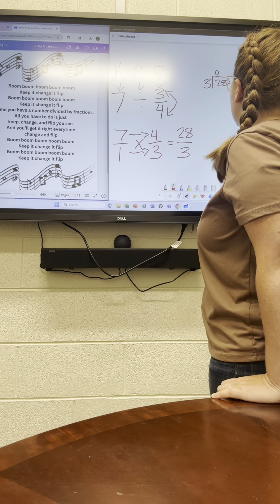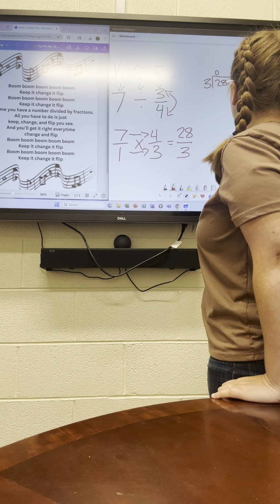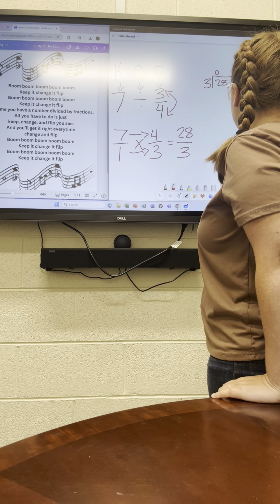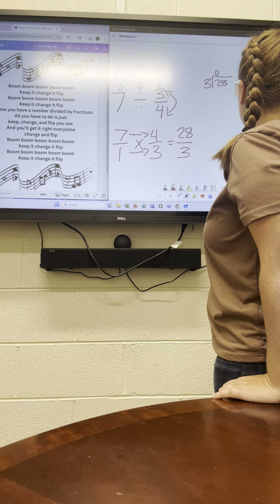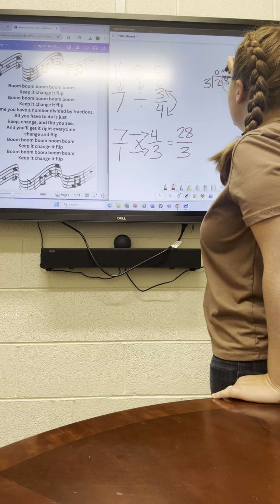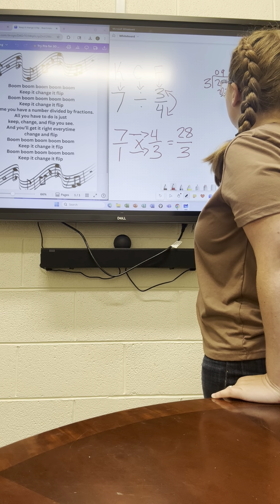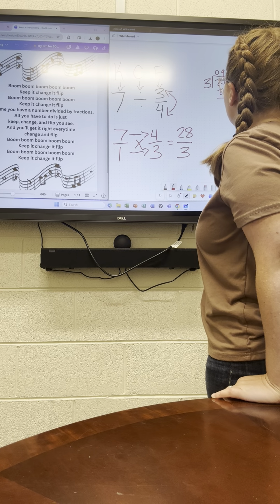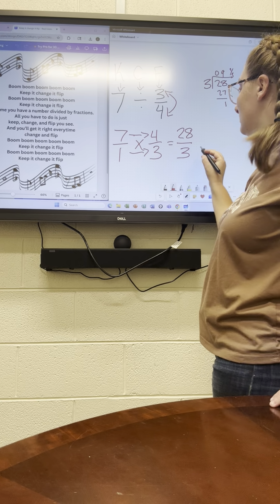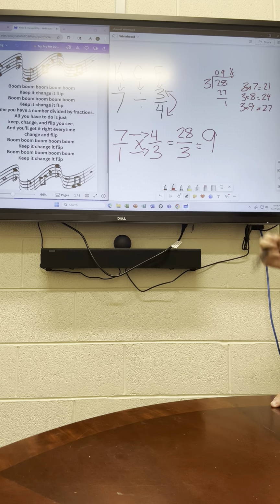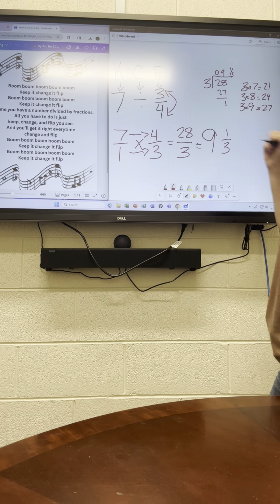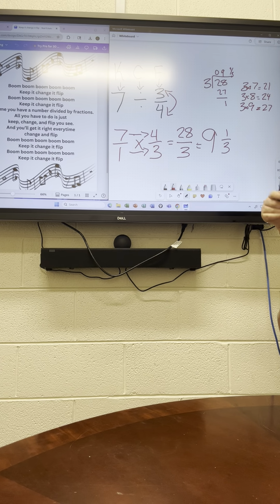So I know 3 times 7 is 21. So 3 times 8 is 24. 3 times 9, 27. So 27 is as close as we're going to get. So we have 1 left over. So my whole number is going to be 9 because 3 can go into 28 9 times. But we had 1 left over, so it's going to be 9 1/3. Perfect. And now you know what to do if you can't remember.